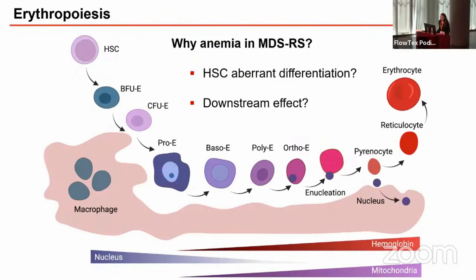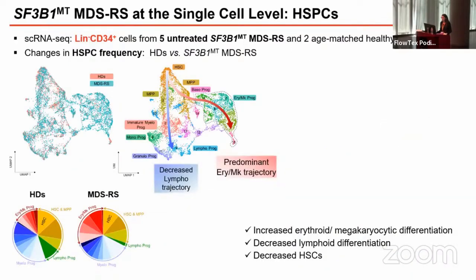So the aim of our study was to understand why this anemia is happening in these patients. Is it because there is an aberrant differentiation at the level of the hematopoietic stem cell, or because we have a downstream effect that is not allowing the terminal erythroid differentiation? To answer these questions, we performed single-cell RNA sequencing of lineage-negative CD34-positive cells selected by FACS, from 5 untreated SF3B1 mutant MDS-RS patients and 2 age-matched healthy donor controls.